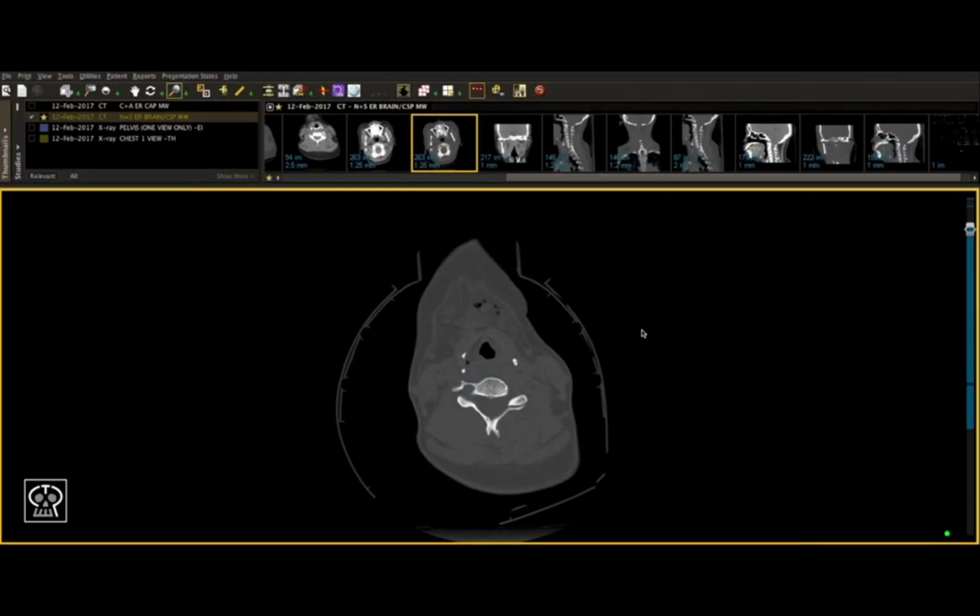Now that we know what the normal anatomy of the mandible looks like from all three views, let's start looking at some examples of fractures. Here we have a CT scan. I pulled up the axial view, and we're going to start our normal process.